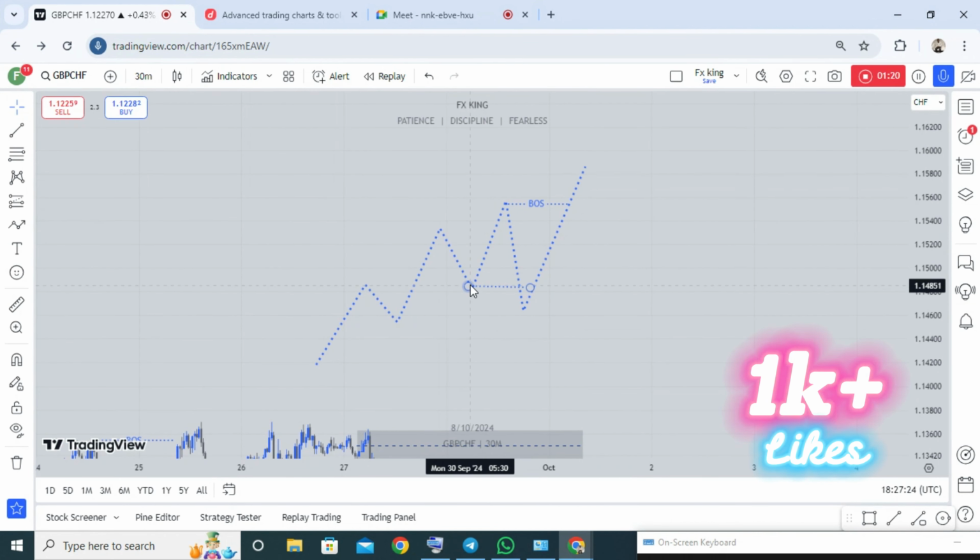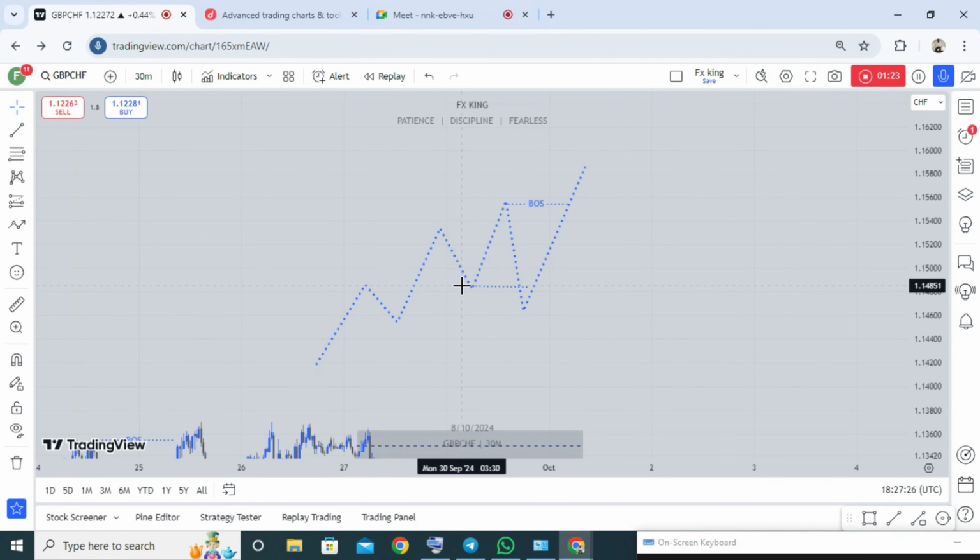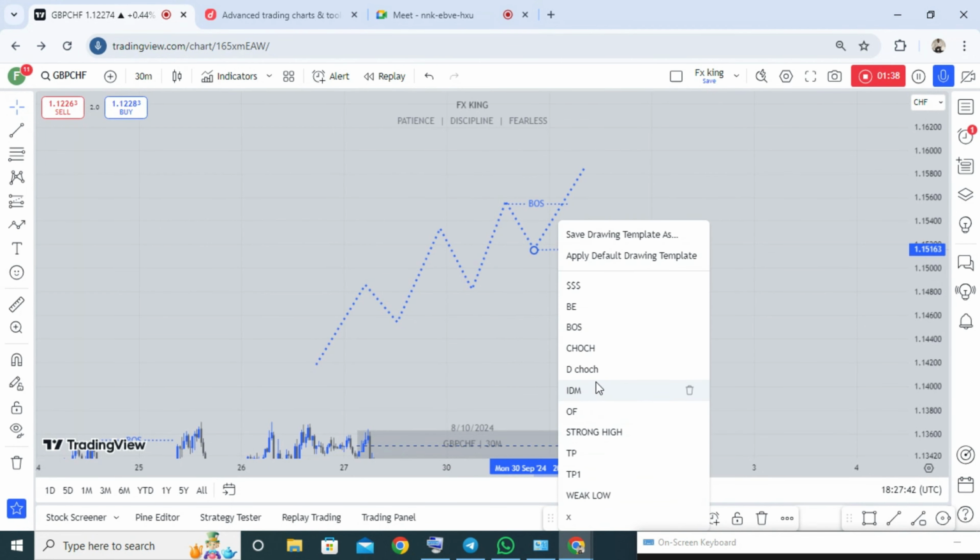Now, let's say at this point in time here, this was our last pullback that was created. Let's say this pullback never got taken out, so the market created something like this. What do you do in this scenario now? What you need to do is simply move this inducement to this level. You move that inducement to that level.